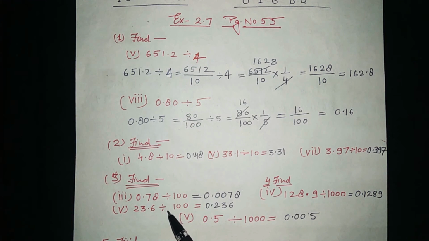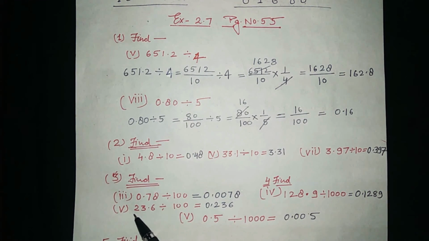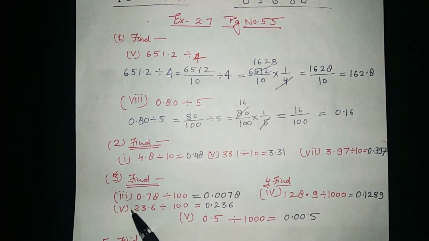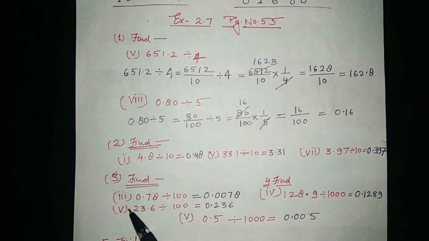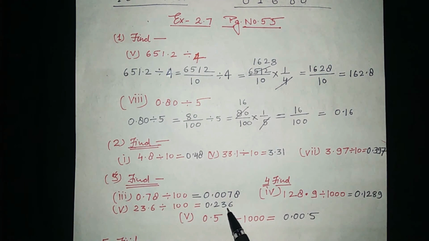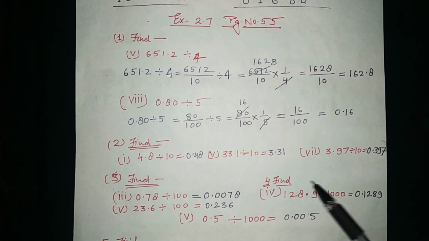Now in the same way we will solve the fifth part of the question. 23.6 we have to divide by 100. So here we will shift the decimal by 2 places left side. Now this decimal we will move from here to here. So the answer will be 0.236.